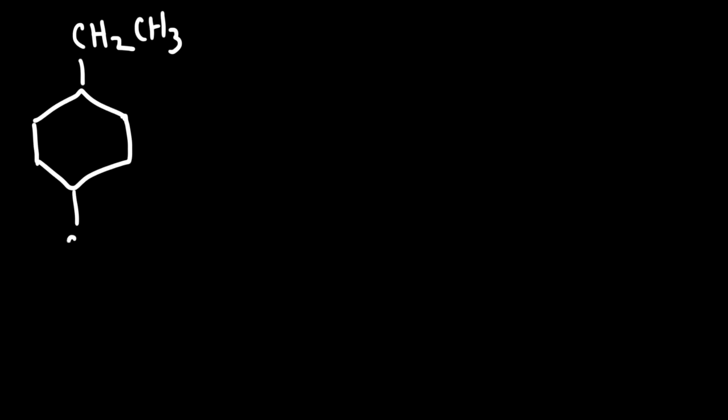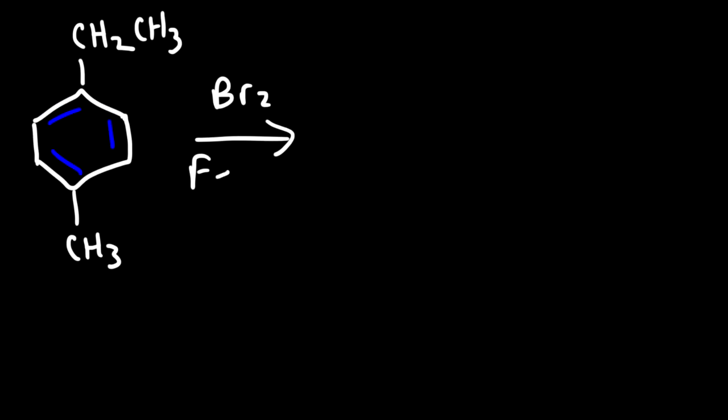Now let's move on to our next example. And so once again, we're going to have two competing groups, an ethyl group and a methyl group. So which group is going to win? And this time we're going to react it with bromine and with a Lewis acid catalyst, iron 3 bromide. Now, what's going to be the major product in this example?